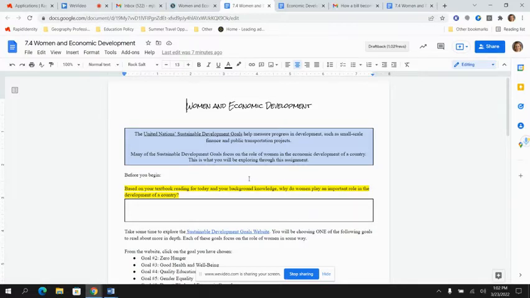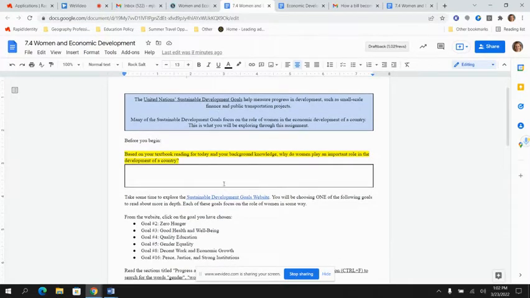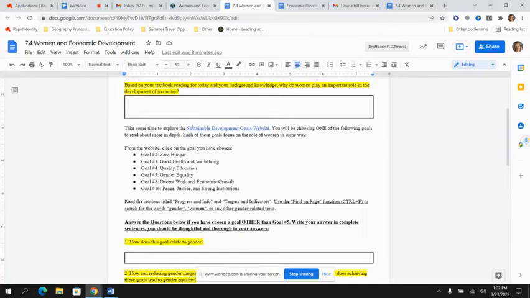The United Nations set these goals for development of different countries or different regions of the world. This explains a little bit what they are, but many of the goals are related to gender and the role of women in the economic development of a country. Anytime you see somewhere that's highlighted, that's a question that you're going to answer. Make sure you're answering all your questions in full sentences. Then you're going to take a look at the Sustainable Development website.